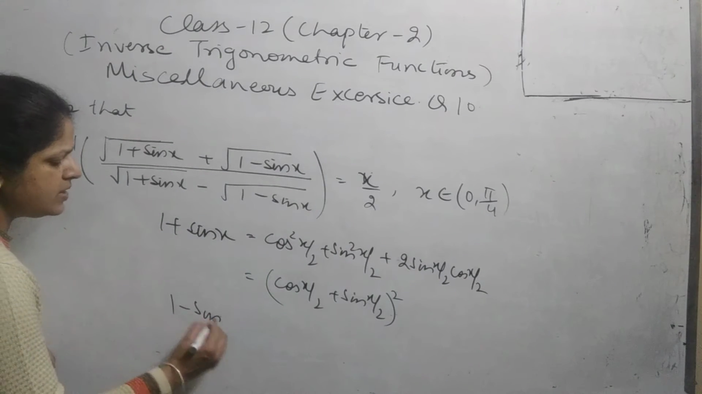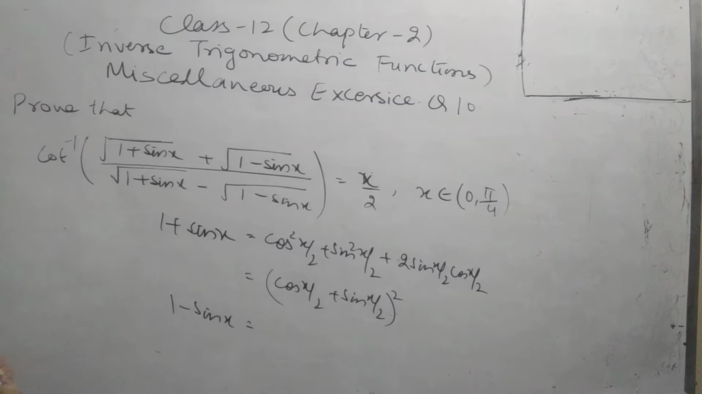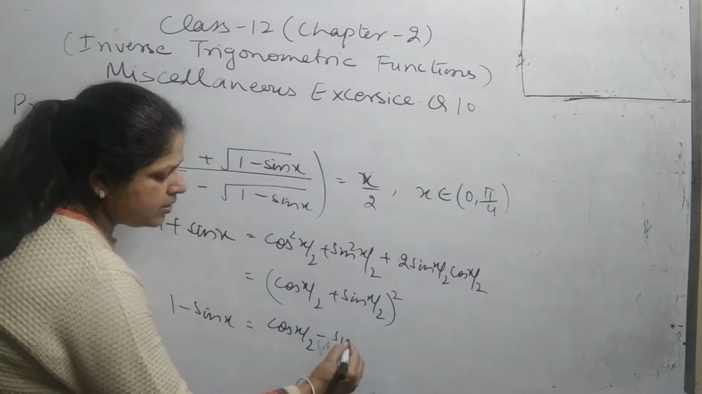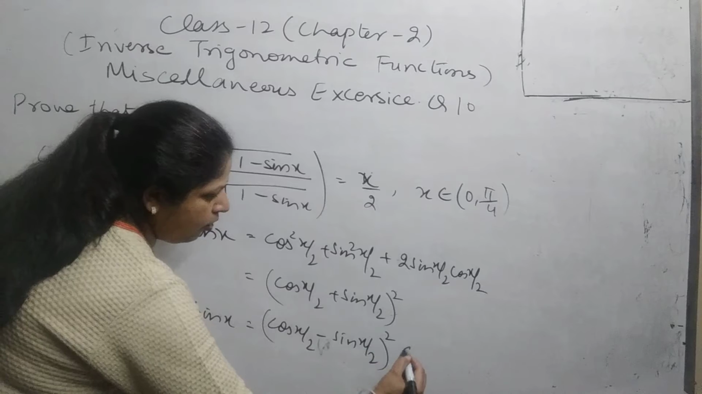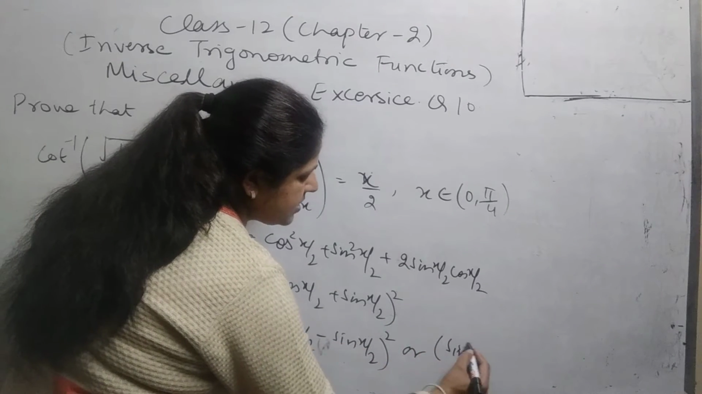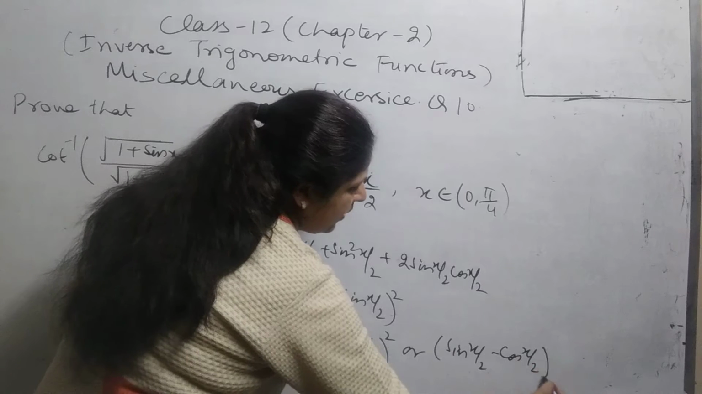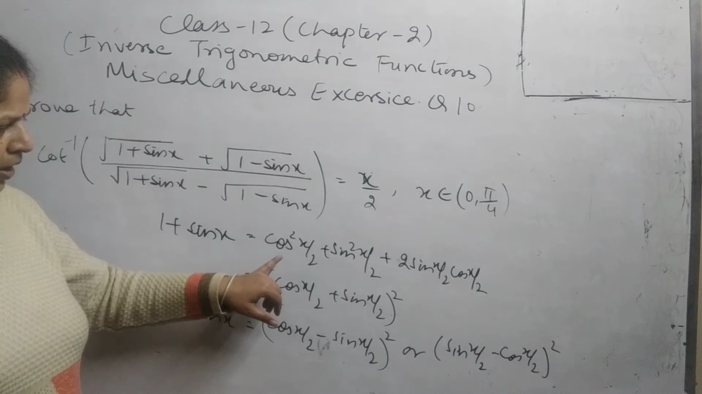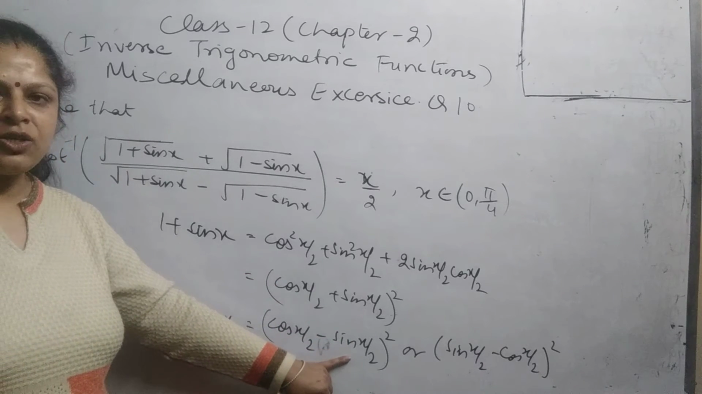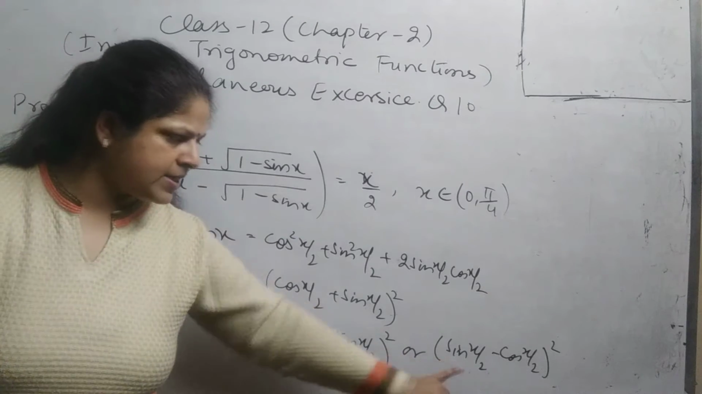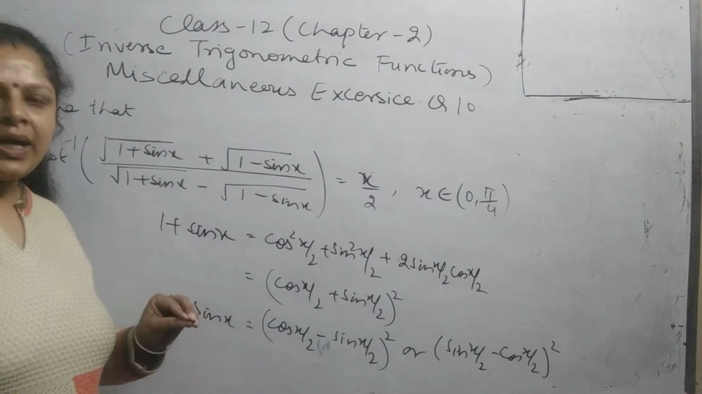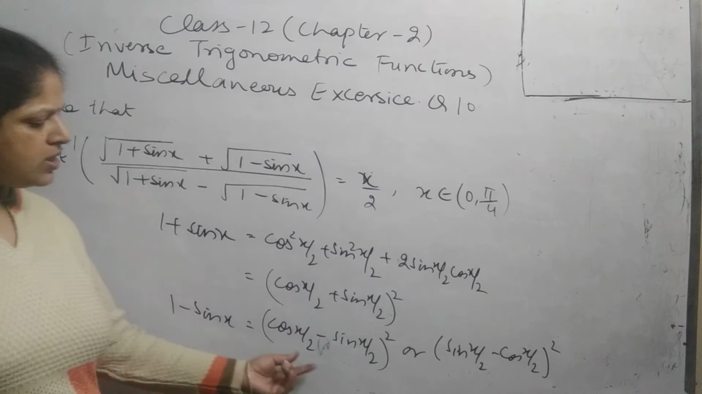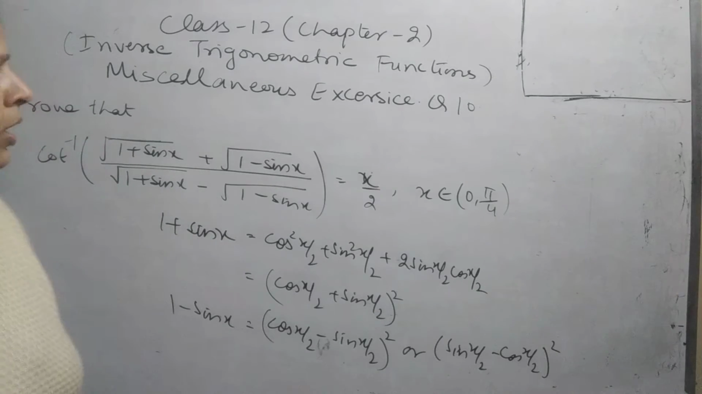Likewise, if I am writing 1 minus sin x, now there is a point. I can write it as cos x by 2 minus sin x by 2 whole square, or I can write it as sin x by 2 minus cos x by 2 whole square. In both the cases, I am going to get the same result. Cos square x by 2 plus sin square x by 2 minus 2 sin x by 2 cos x by 2, and same will be here. So now is the point, what should I write? Should I write this or should I write this in place of 1 minus sin x? Right? So to avoid this, let us see what we will do.